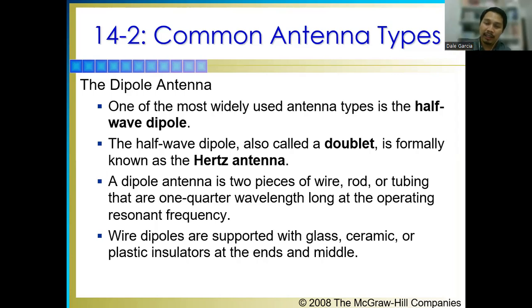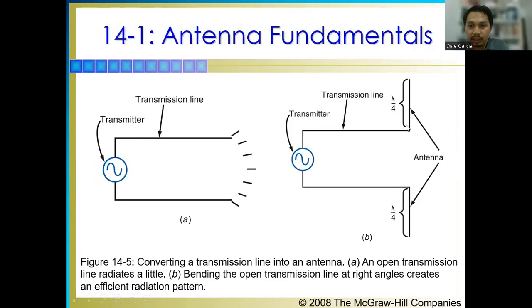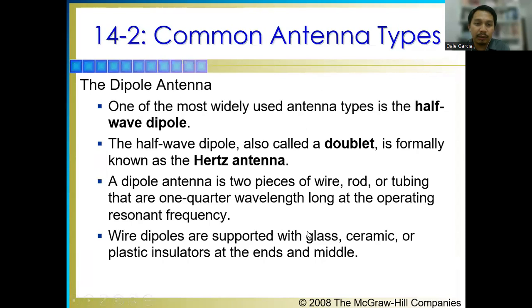Meaning the length of our antenna is 1/2 wavelength. The dipole antenna is 2 pieces of wire or rod or tubing that are 1/4 wavelength long at the operating resonant frequency. So two 1/4 lengths make up our dipole. Wire dipoles are supported with glass, ceramic, or plastic insulators at the ends and the middle. Practically, the insulator goes in between the transmission lines, just before the bend, and would be either glass, ceramic, or plastic.